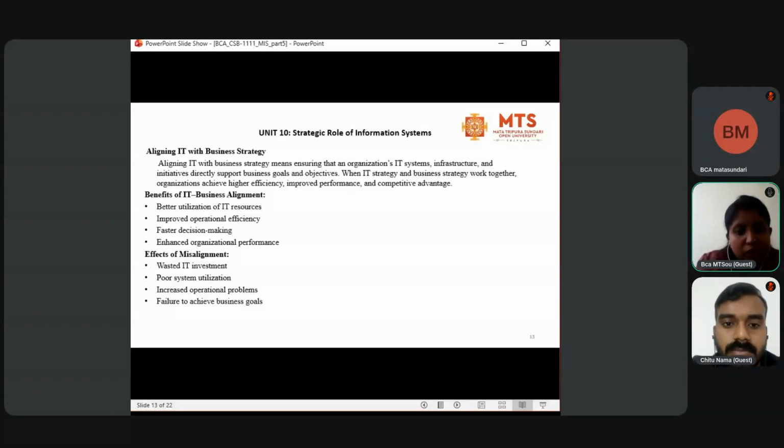So there are some benefits of this IT-business alignment. What are the benefits here? The first one is better utilization of IT resources, and then improved operational efficiency, faster decision making, and enhanced organizational performance. These are the benefits of this IT-business alignment.